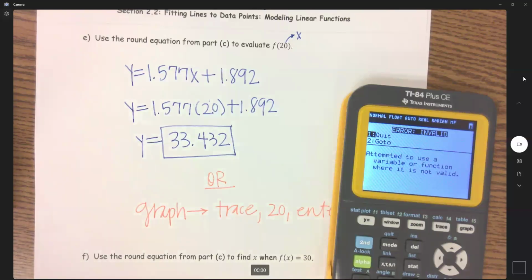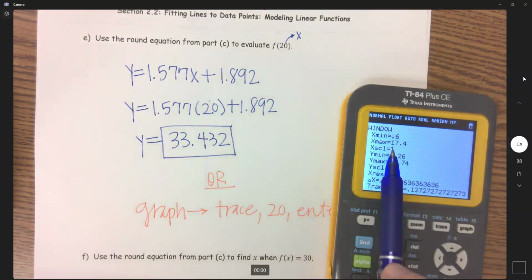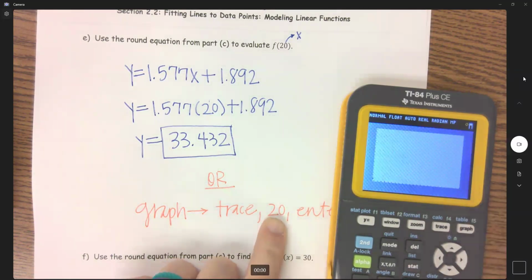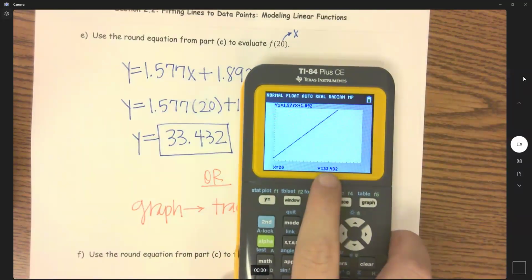Now, kind of glad this happened. We got invalid. Don't freak out if that happens. Let's look at our window here. In my window, my x max is 17.4, and I'm trying to figure out the value for 20. So what I need to do is expand that out. So if I go to maybe 25, we could go 21. We could probably just do 20. You could do 23, 22, whatever. But go a little bit beyond, or at least to what we need. And now let's try trace 20. So trace 20, enter, and we still get that 33.432.